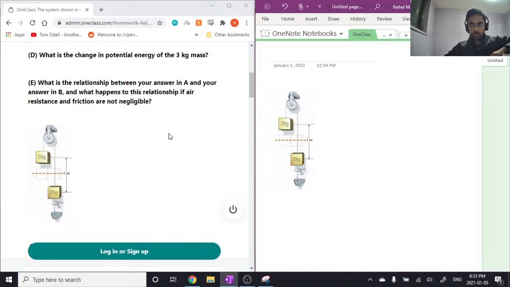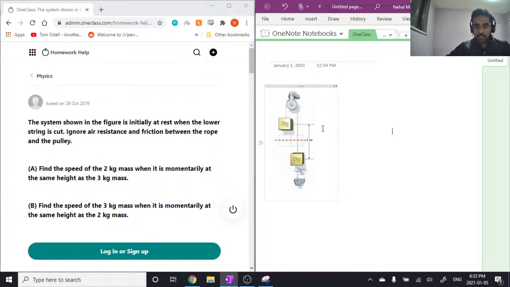So this system is initially at rest, and we cut this string over here, which has another mass, which makes this whole system move. One thing to note here is that since it's attached by one string, and we should be familiar with the principle of conservation of string, the distance this 3 kg block moves down is the same distance that this 2 kg block would move up.